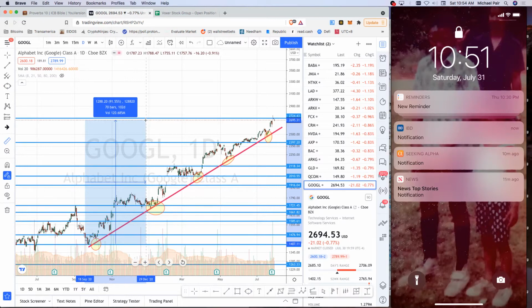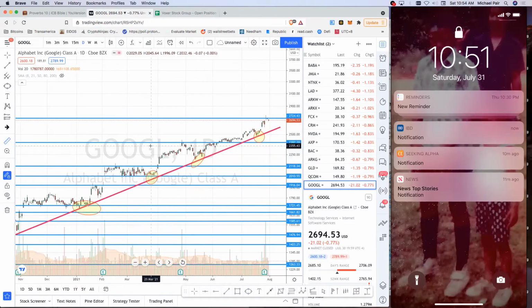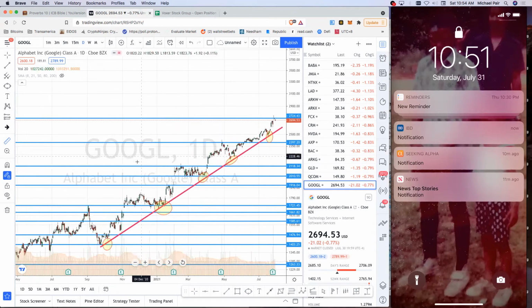Do you think that this is going to continue, or you think you're going to get a pullback at some point? I think it will continue just a little bit longer. All right. Okay. Cool. All right. So that's Google.